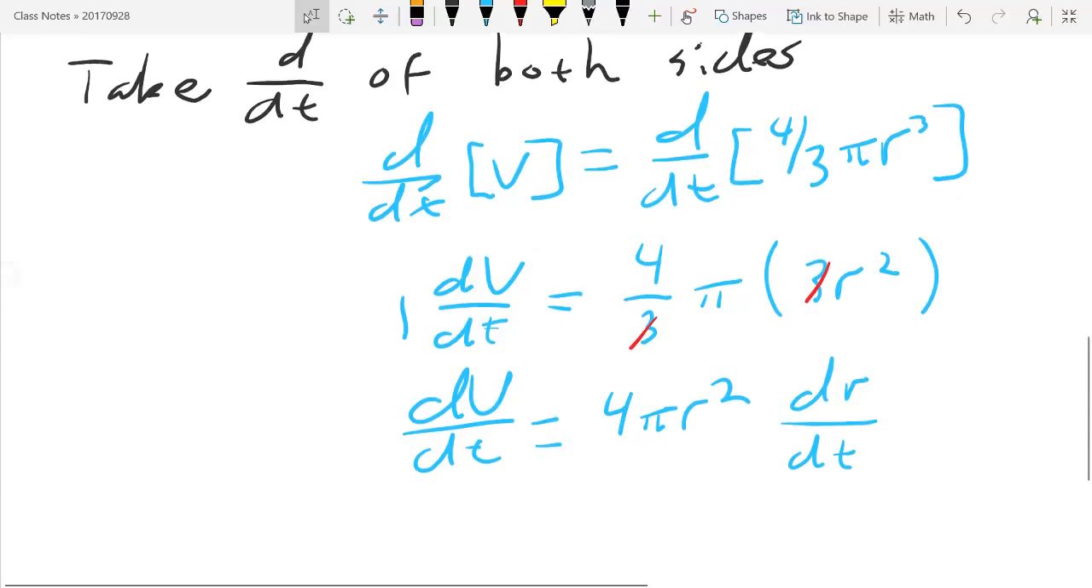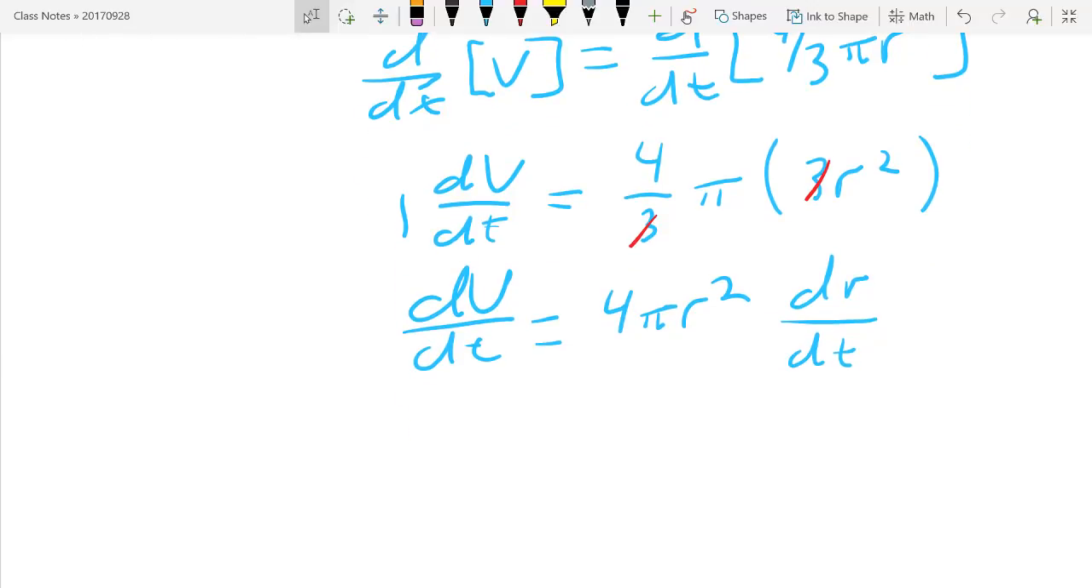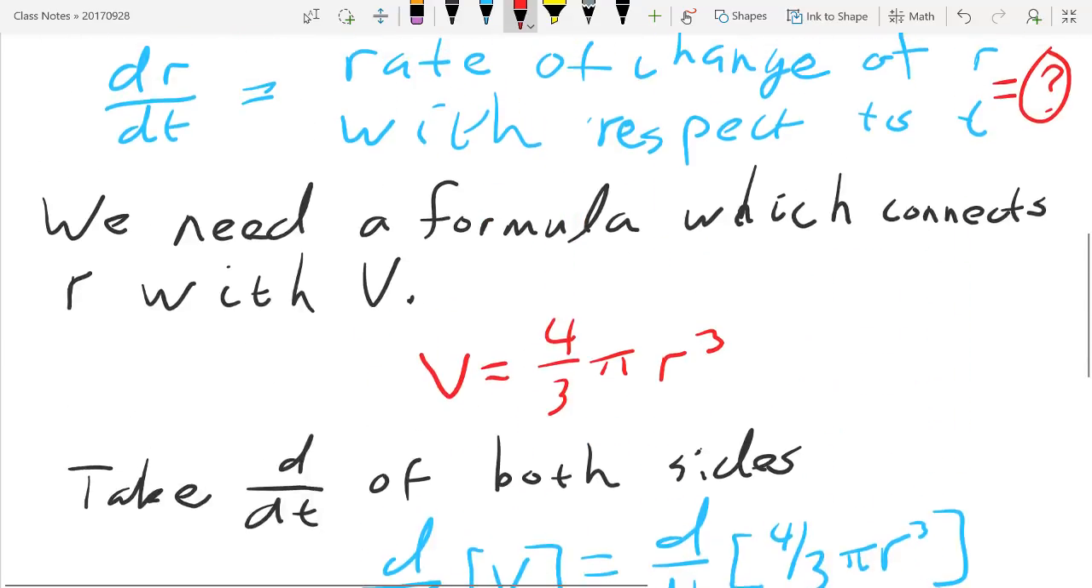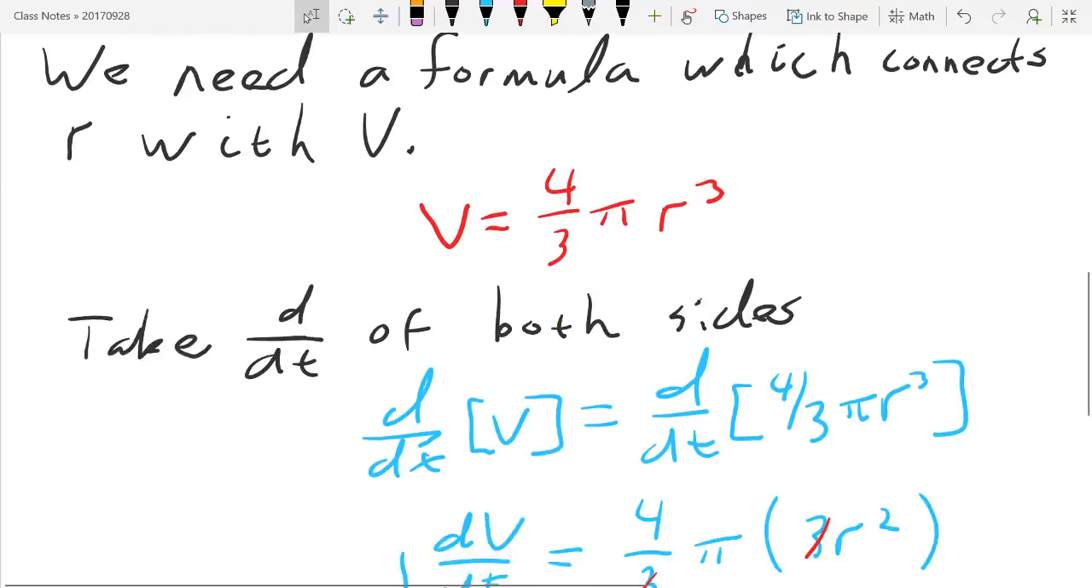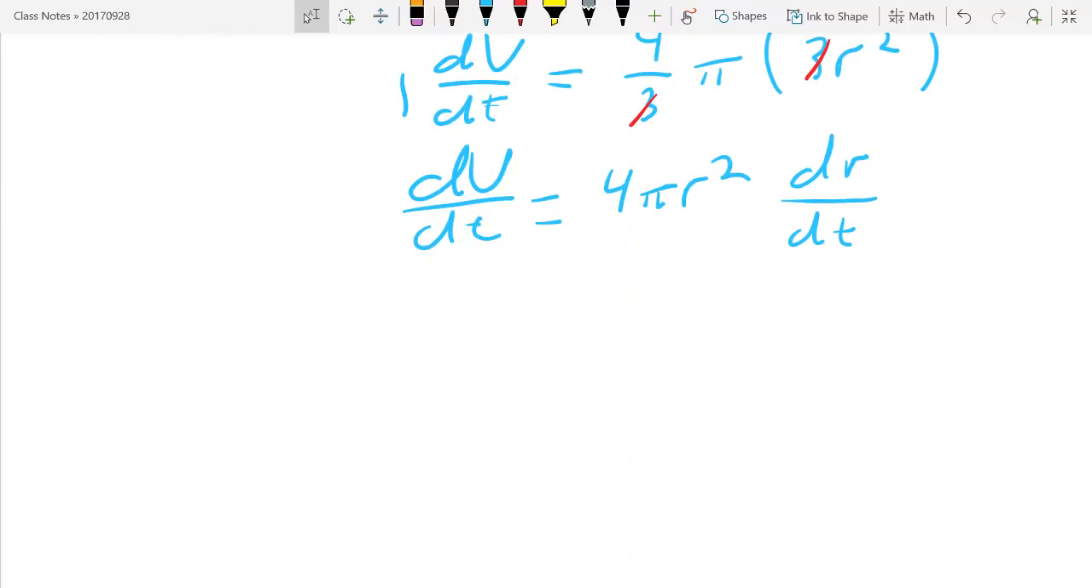Okay, so that's looking better. Now, when we have a situation like this, where we started up above, we have a measurement for dV/dt. We also have something for the diameter, 50. So we can actually substitute in for two of the three unknown quantities here.